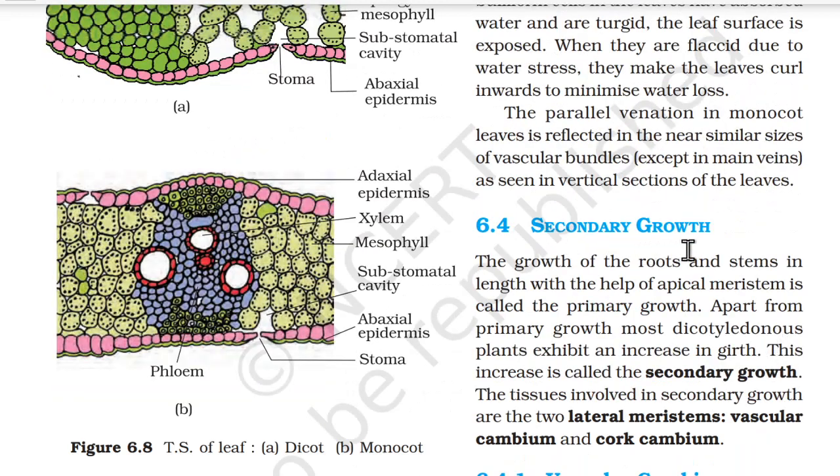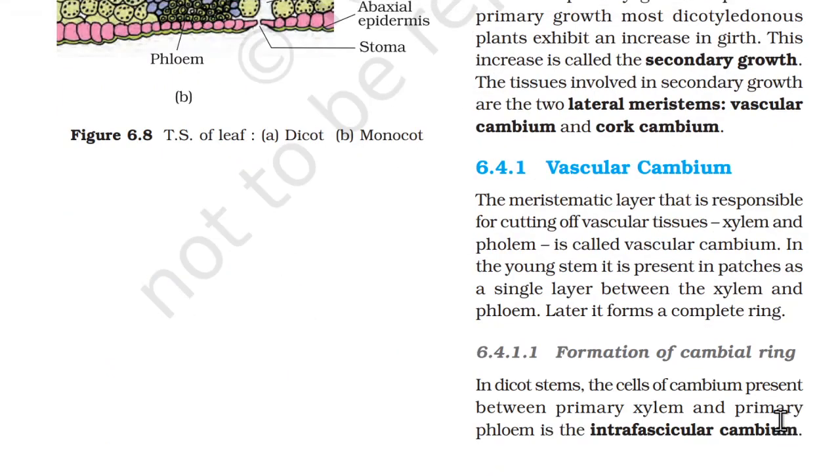6.4 Secondary growth. The growth of the root and stem in length with the help of apical meristem is called primary growth. Apart from primary growth, most dicotyledonous plants exhibit an increase in girth. This increase is called secondary growth. The tissues involved in the secondary growth are the two lateral meristems, vascular cambium and cork cambium.